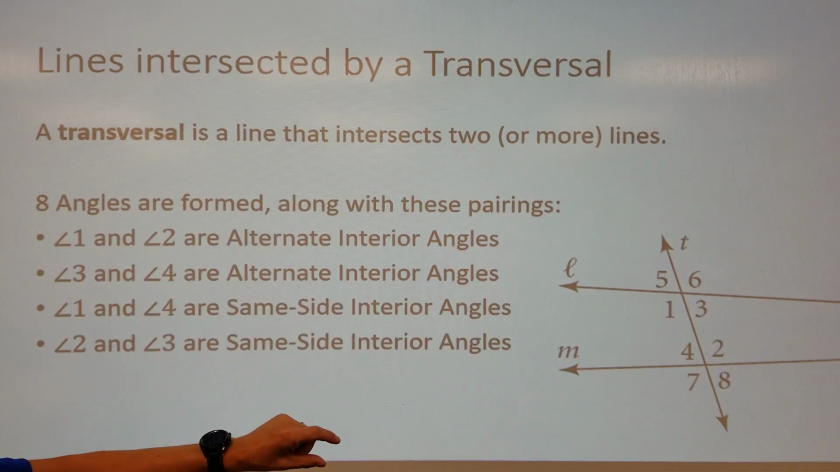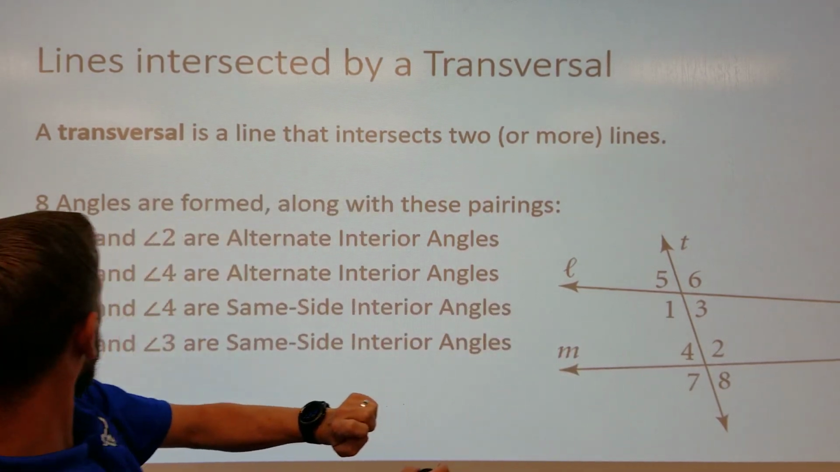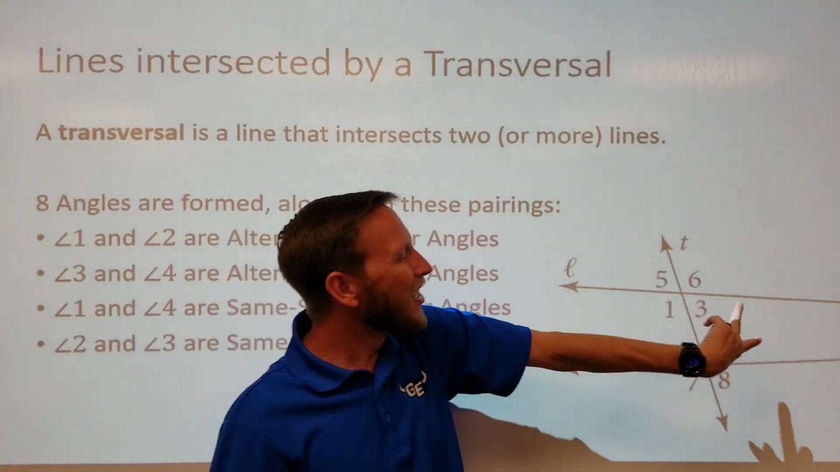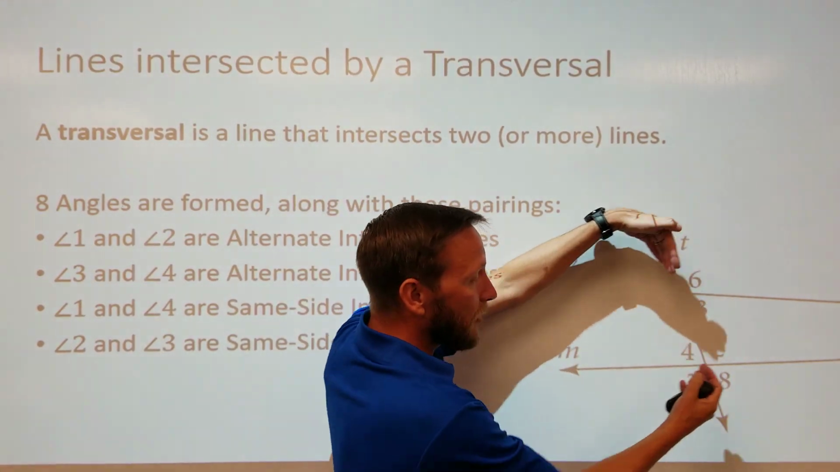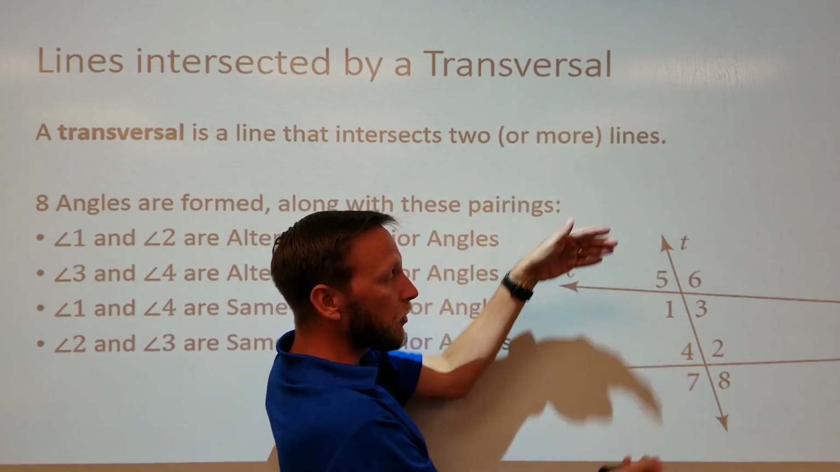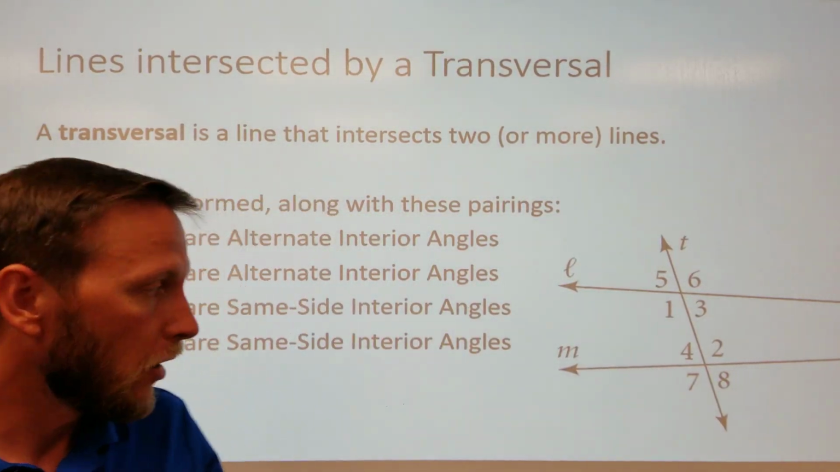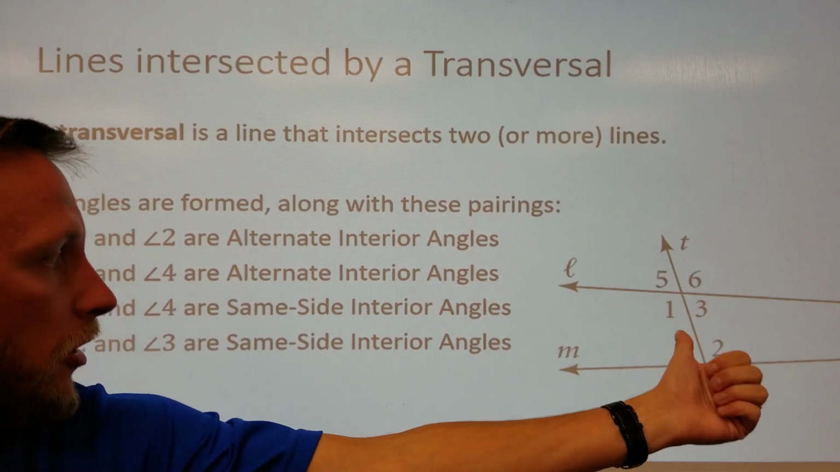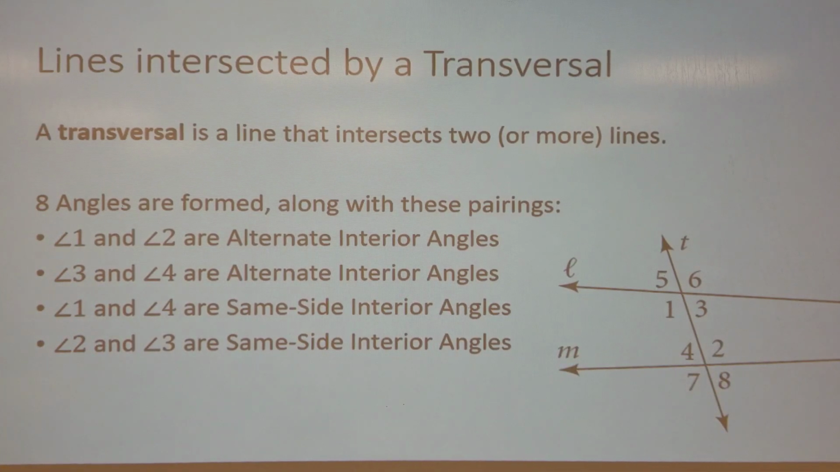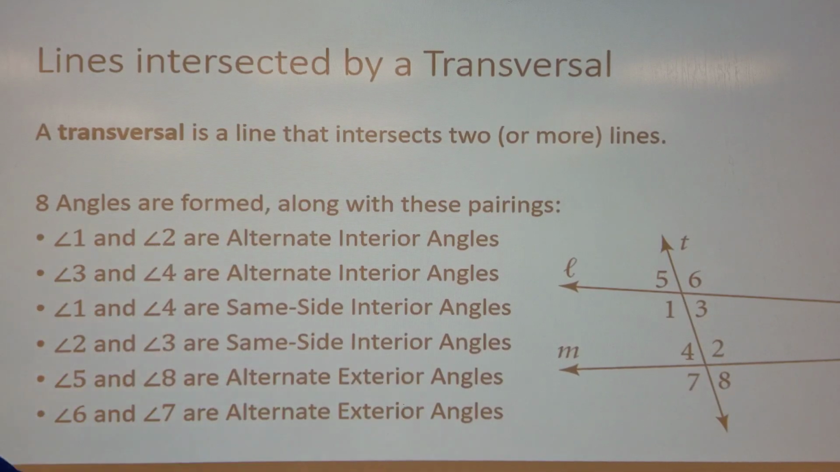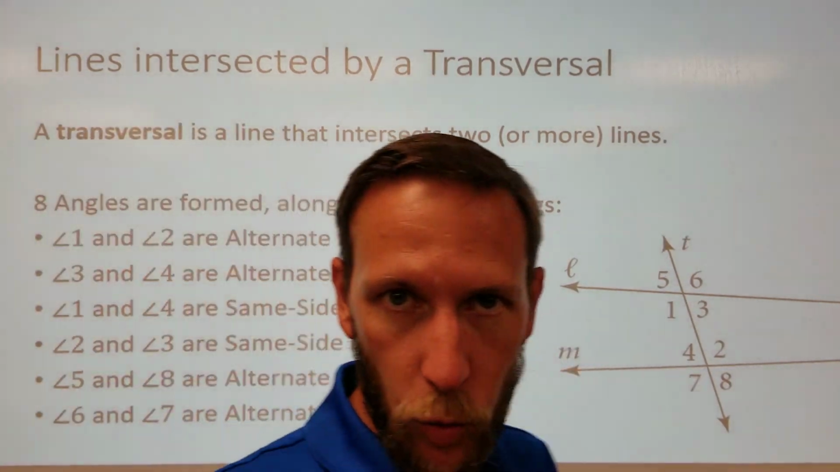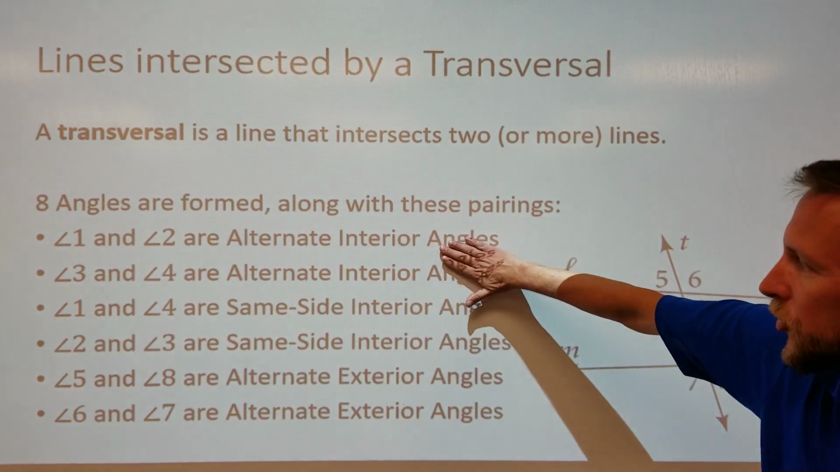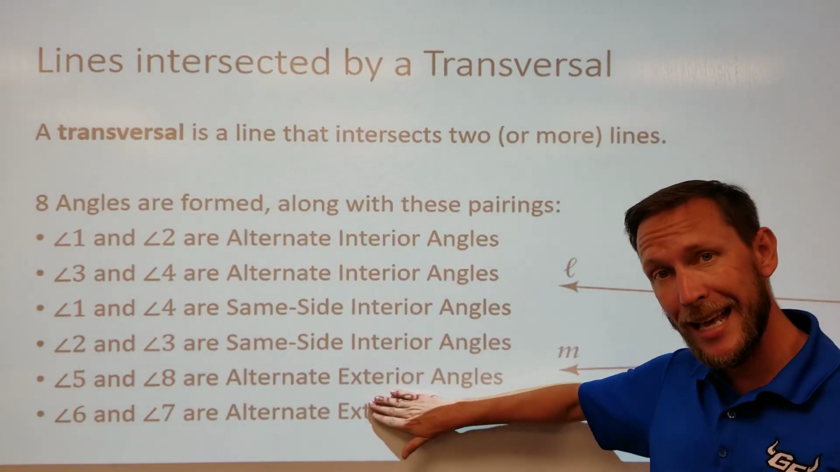Next, we have 1 and 4 are same side interior. 2 and 3 are same side interior. They're on the same side of the transversal, and they're interior between lines L and M. All right? 2 and 3, same side interior. 1 and 4, same side interior. But then we also have these exterior angles. We have the alternate exterior angles, 5 and 8, alternate exterior angles, 6 and 7. And you could say that they're same side exterior angles also. I'm just naming the ones that are relevant to us here. Alternate interior, same side interior, alternate exterior.